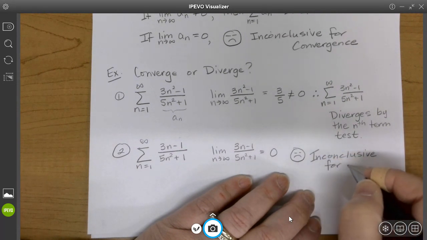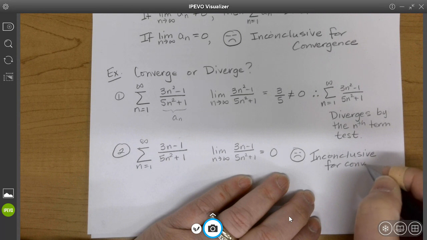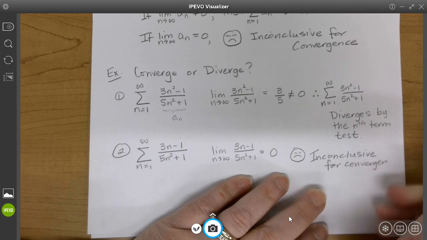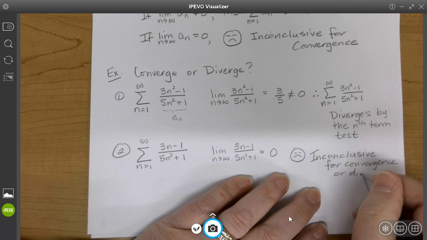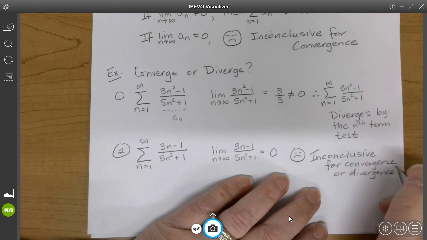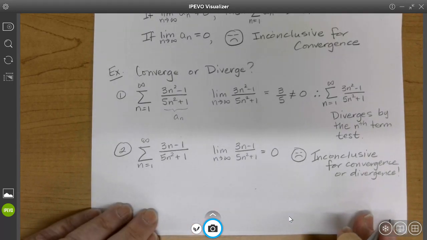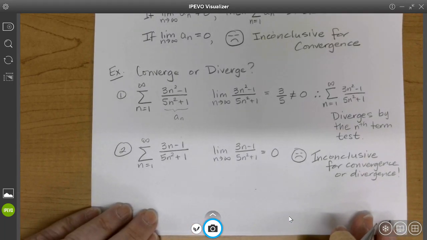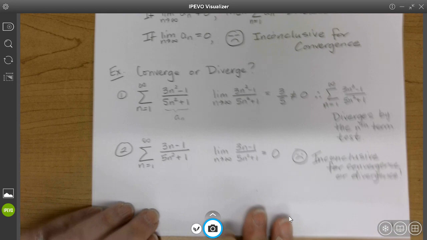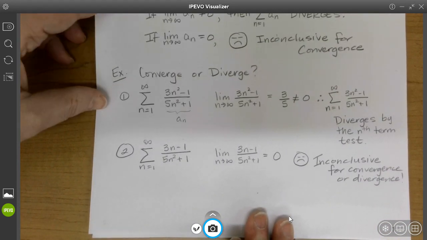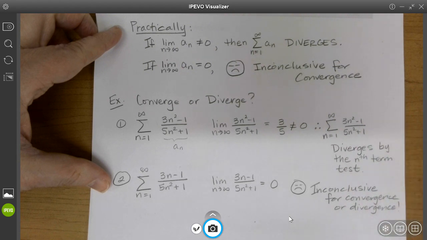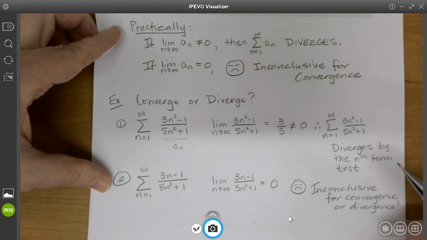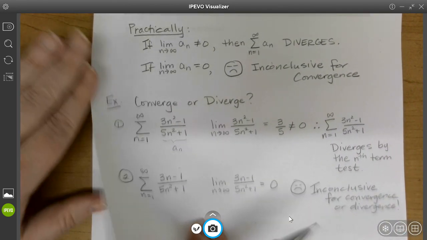For convergence or divergence. So we ought to try something else. So that's unfortunate, but that's okay. We have 9 other tests to use. I always try the nth term test for divergence because if it diverges, then you don't have to worry about convergence or any other tests. So, all right, moving right along.